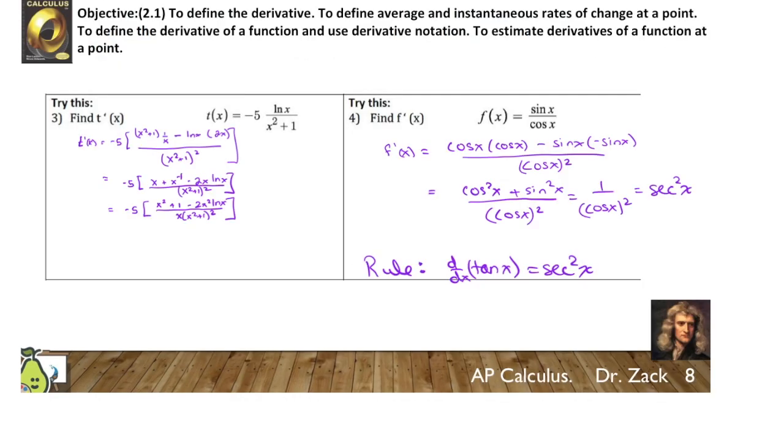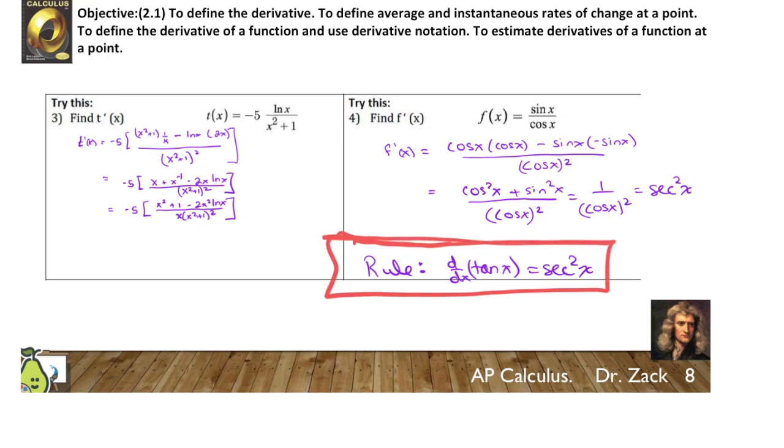So check over these two answers. You did come up with a rule. Question 4 is one of those rules that you need to have in your list of things you know. The derivative of the tangent is equal to the secant squared.